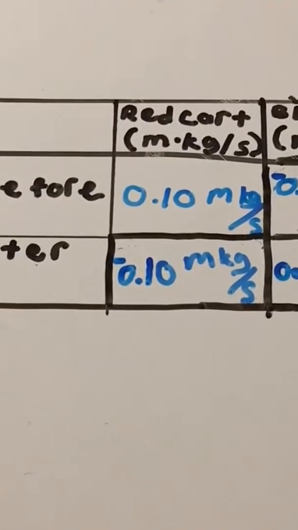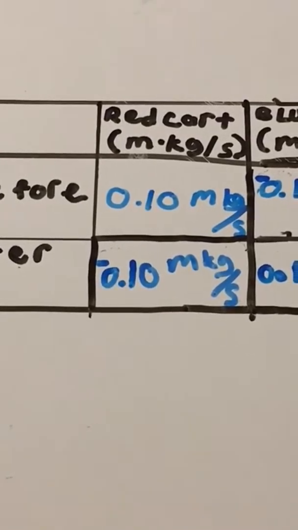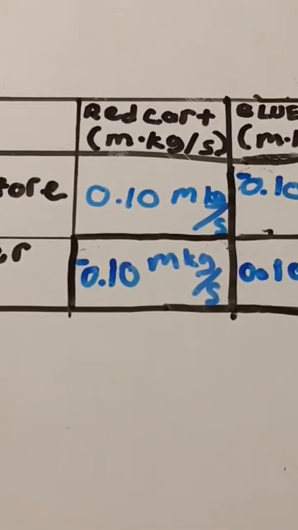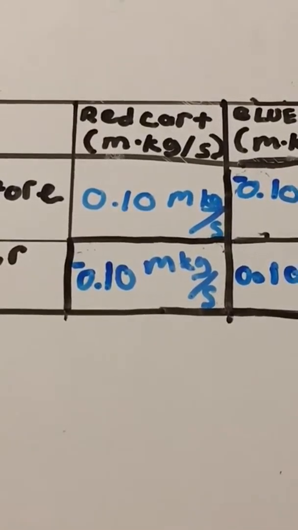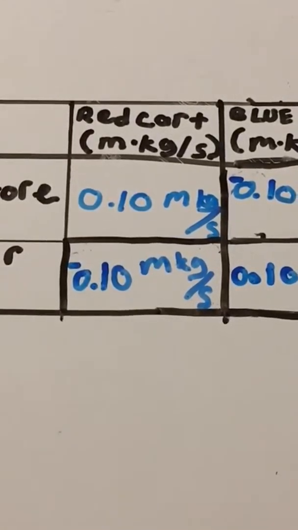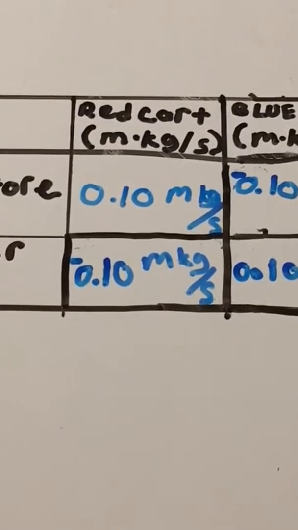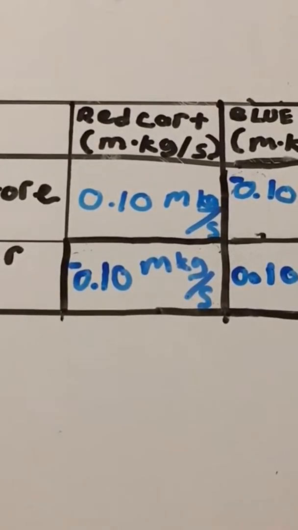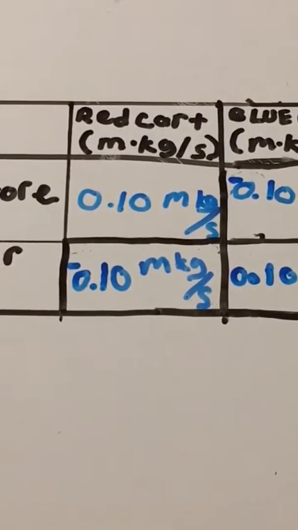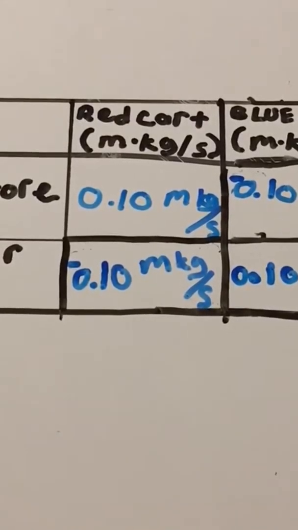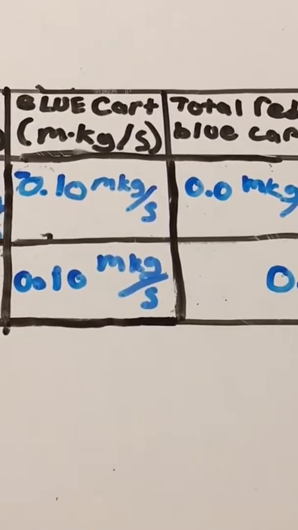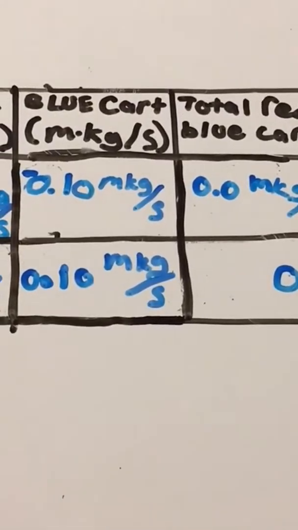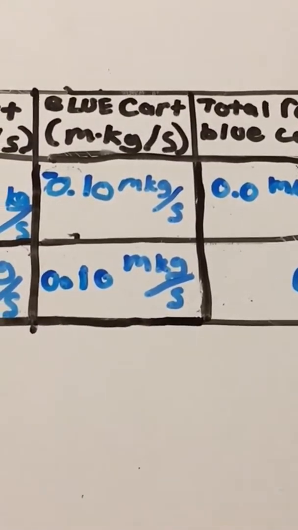When we look at the momentum after the collision, we see the red cart with negative 0.10 meters times kilograms over seconds, and the blue cart with positive 0.10 meters times kilograms over seconds. When we add both of those up, we get 0.0 meters times kilograms over seconds.